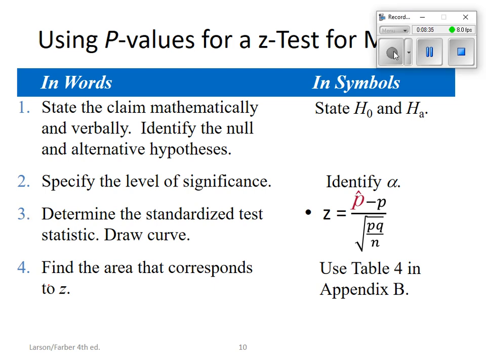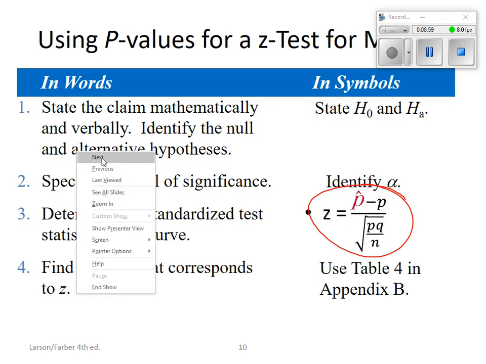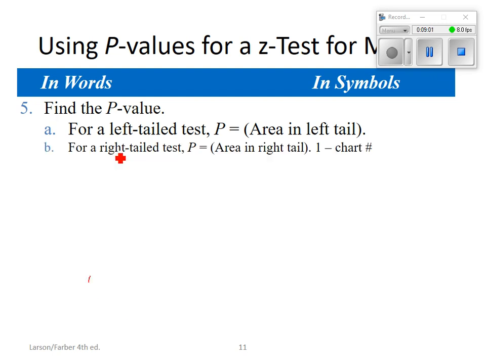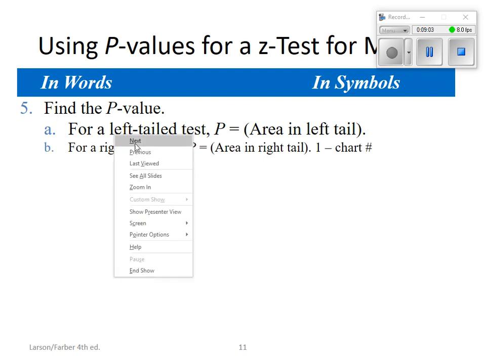Not sure why I put this on here twice, but this is the same stuff. So you state your HO, your HA, find your alpha, determine your standardized. I think I just redid it and put the drawing, the curve, and all that stuff in there. This is a better form for the formula, just so you don't mess it up. Use the table again, use that little table probably most of the time. Oh, this is why I put it in here twice.